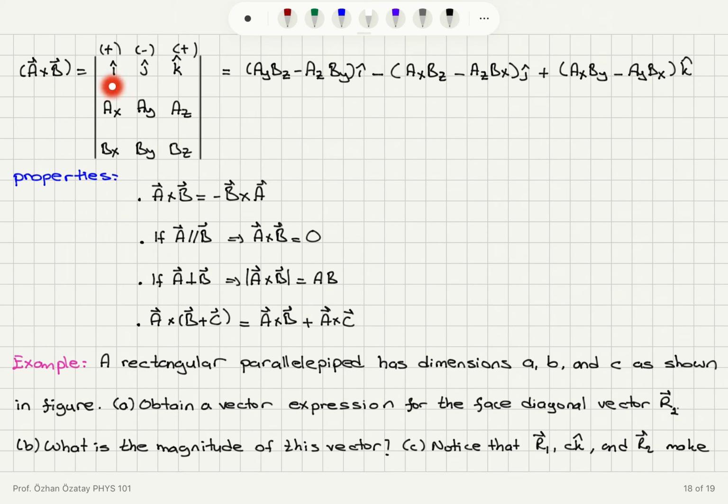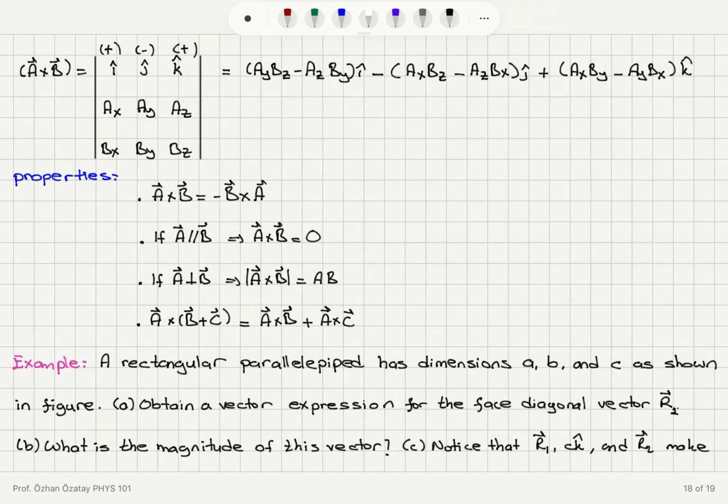So for the i hat component, which is plus, we have aybz minus azby, times i hat. For the j hat component, we're going to get rid of this row and this column, then we will have axbz minus azbx, but because of the minus sign here, it's a minus j hat. And for the k hat component, we have axby minus aybx multiplied with plus k hat. So this is how we can calculate the cross product in terms of the components.